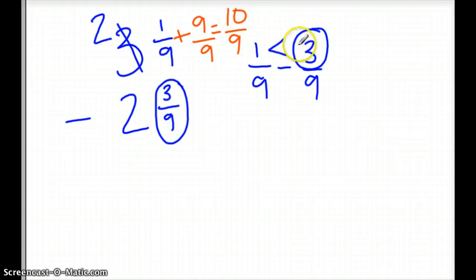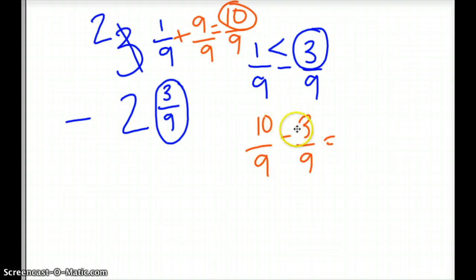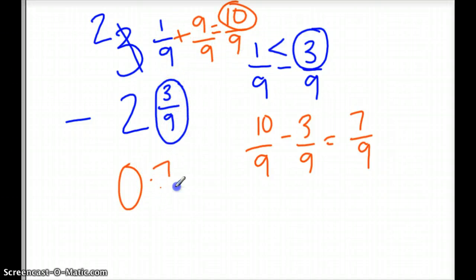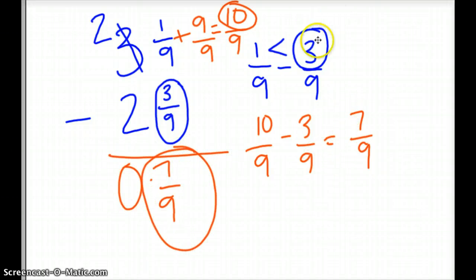Now I can subtract because I have 10/9 minus 3/9, and 10 is greater than 3. So 10/9 minus 3/9 is 7/9. So I get 2 minus 2, which is 0, and 10/9 minus 3/9 equals 7/9. So I have 0 and 7/9. I don't really need to write my 0. I can just write 7/9. So my final answer is 7/9.